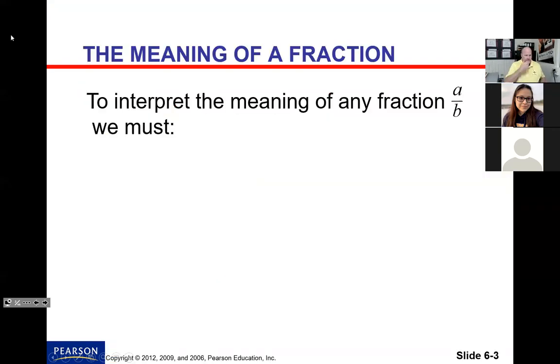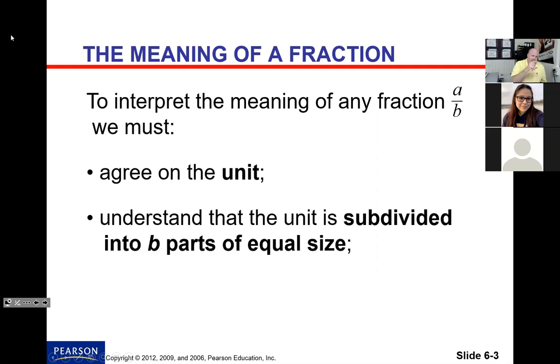Okay, there we go. To interpret the meaning of any fraction, we must agree upon the unit. So how big is this unit? Is it square? Is it round? It doesn't make any difference. Is it centimeters? Is it inches? Is it kilograms? Whatever the fraction, there are lots of parts. Then you have to understand how we are going to subdivide it into pieces.